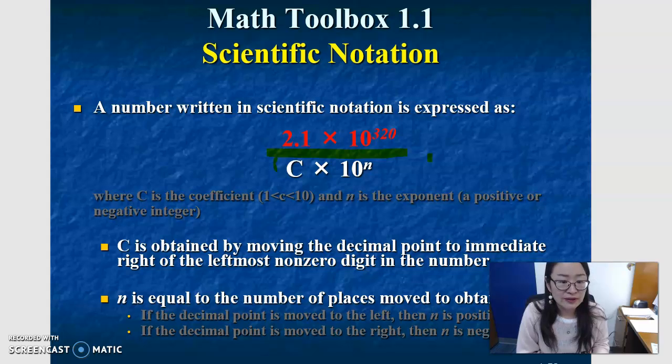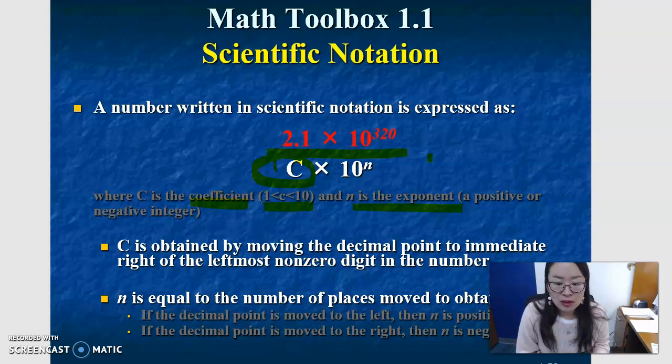So let's look at the scientific notation format. You have a C part that is called the coefficient. C is a number that is smaller than 10 and bigger than or equal to 1. And n is the exponent, and it can be a positive or a negative integer.